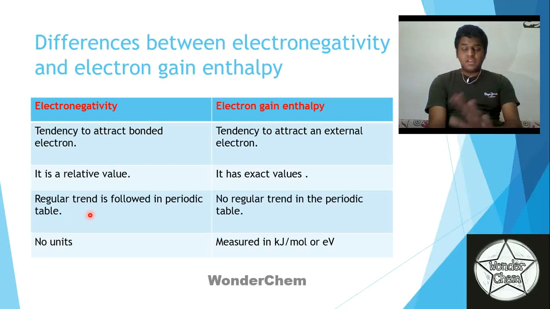Then regular trend followed in the periodic table. We have seen this with electronegativity, whereas there is no regular trend in the periodic table for electron gain enthalpy. Then for electronegativity, there are no units as such. We just tell it on the Pauling scale. It is a comparative value, whereas electron gain enthalpy can be measured in kilojoule per mole or electron volt.